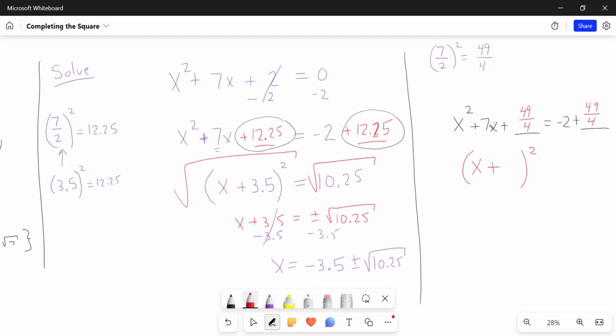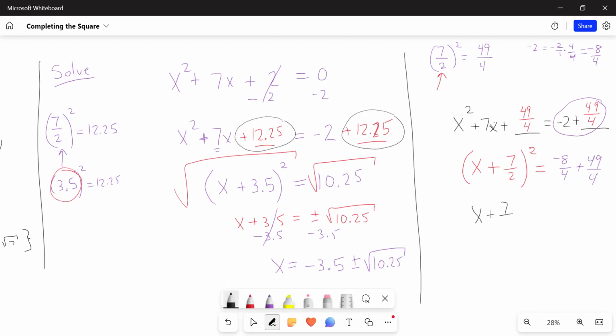When I write it in factored form, I'm just going to write 7/2 rather than the 3.5 that I wrote before. On the right-hand side, I do have a little bit of computation, -2 plus 49/4. I know that -2 is equal to -2 over 1. If I multiply that by 4 over 4, I get -8/4. And so this expression really is -8/4 plus 49/4.